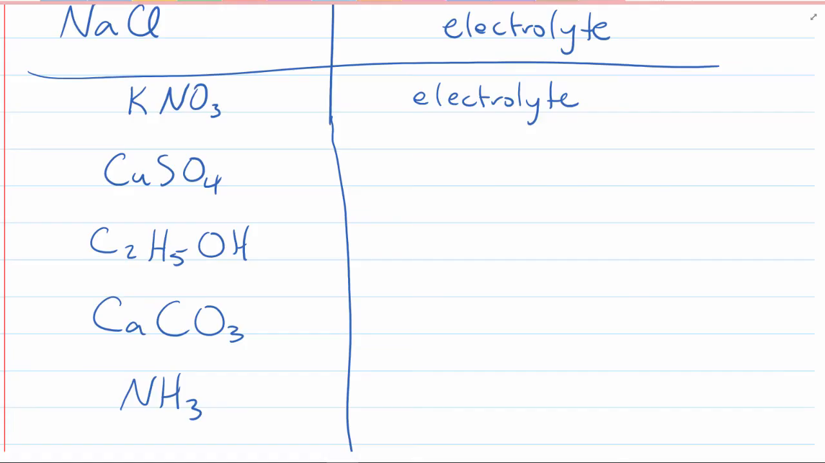Now, what type of compound is copper 2 sulfate? Ionic. So if it's ionic, we should expect what? We should expect it to conduct. And we do, and we see that it is an electrolyte. So far, so good. Electrolyte. Next up, we have C2H5OH.